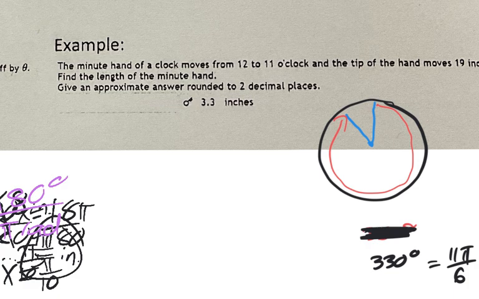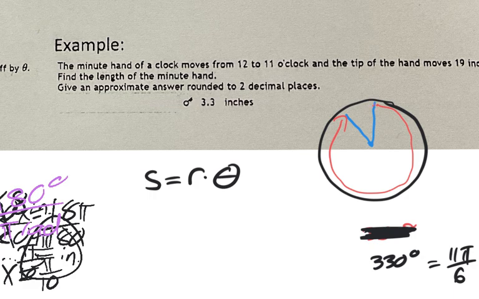So, looking at the formula, I know that the arc length is equal to the radius times theta. What do I know? I know theta. I know how much we rotated. It's 11 pi over 6. What else do I know? What is 19 inches? 19 is not theta. It tells me the tip of the hand moved 19 inches. That is the arc length.